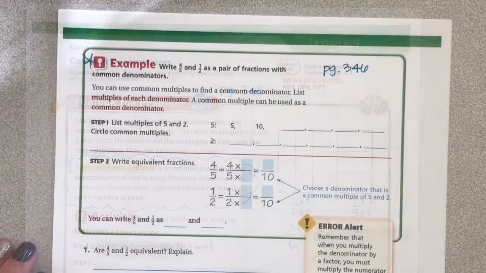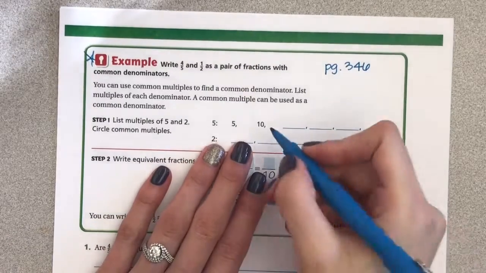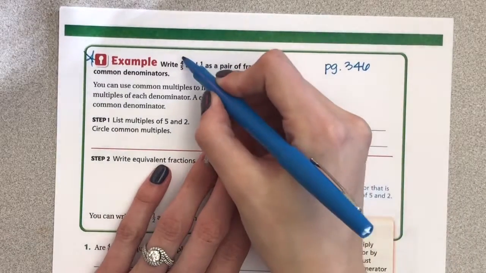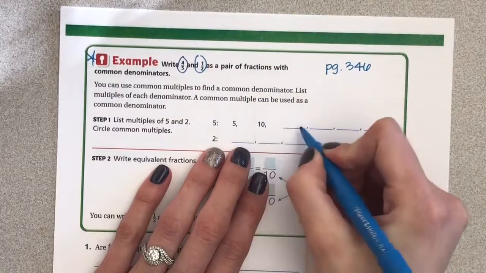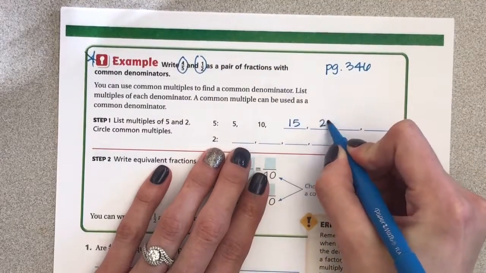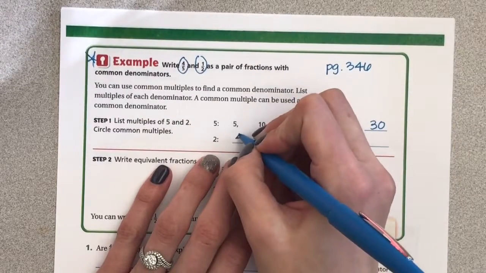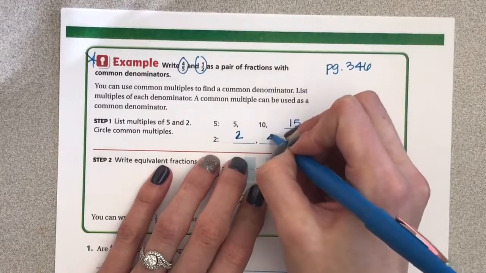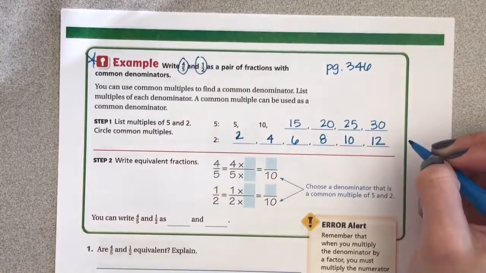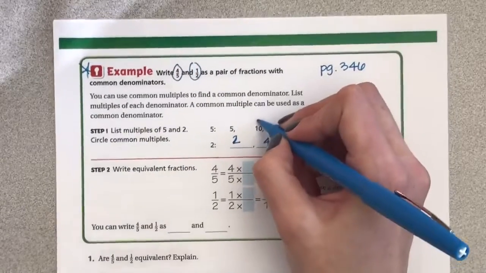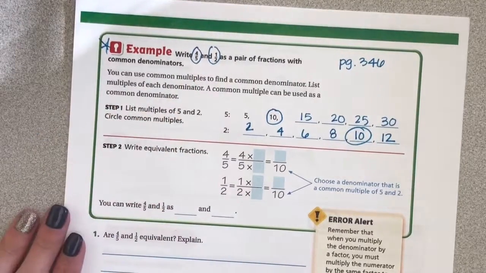Another way to find a common denominator is to use multiples, and we made our list of multiples here. So if I'm listing the multiples of 5 and 2, if I want to find a common denominator between 4/5 and 1/2, if I'm counting by 5s, 5, 10, 15, 20, 25, 30. If I'm counting by 2s, 2, 4, 6, 8, 10, 12, I can see that a common denominator would be 10. So both 5 and 2 are eventually going to go into 10.